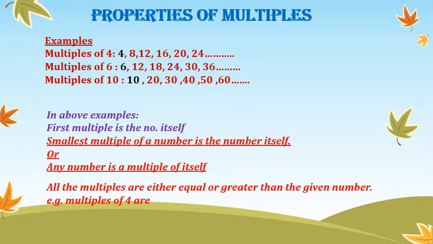Another thing that we notice is that all the multiples are either equal to or greater than the given number. As here you can see the multiples of 4 are greater than 4, that is 8, 12, 16, 20 and so on. Similarly, multiples of 6 are greater than 6.